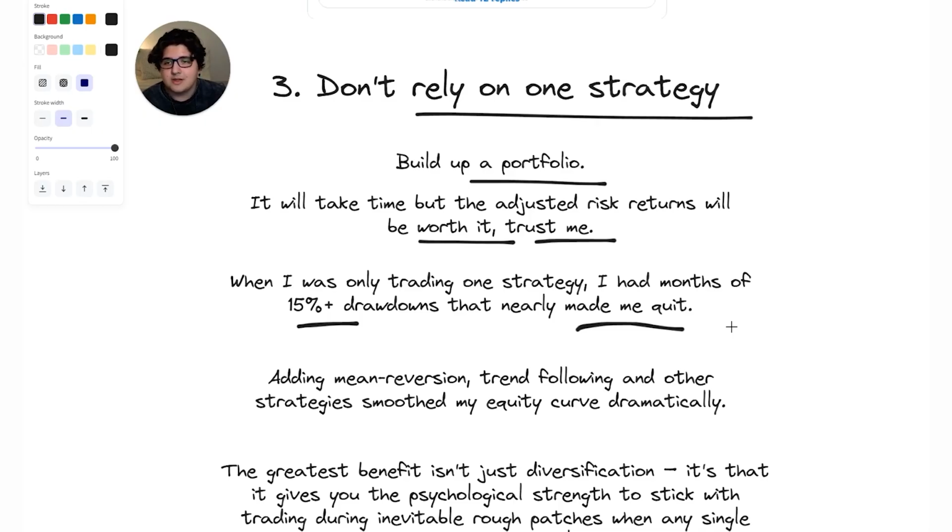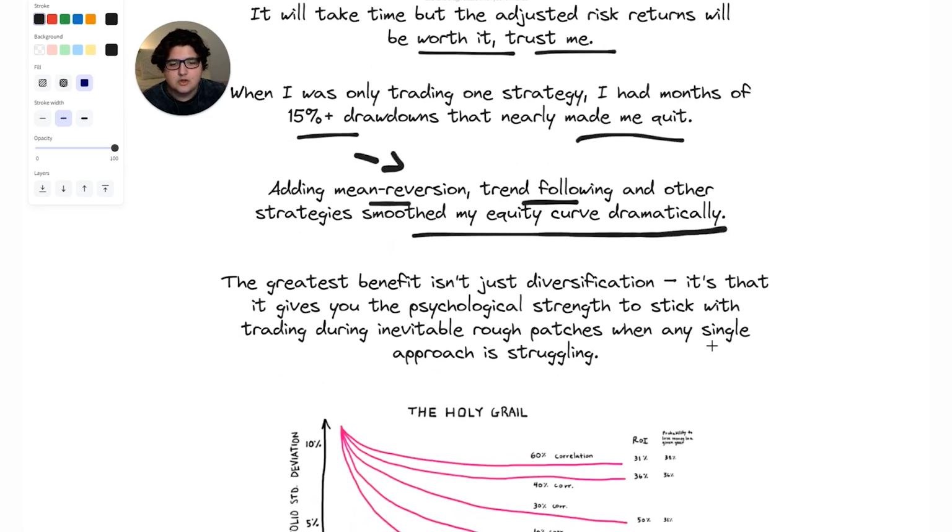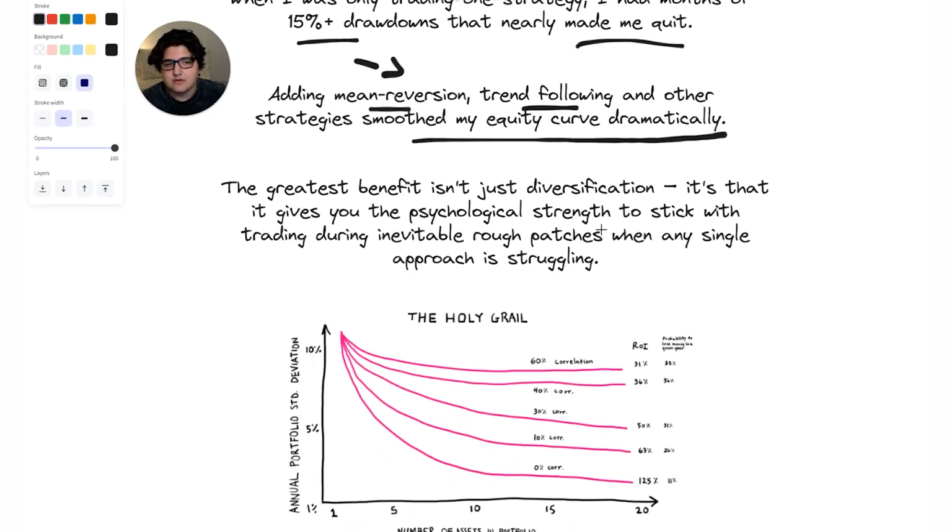And it's also difficult on your bank account. If you're trading full time, that's a very difficult thing to handle. So what we can do here to try and limit that is we can add counterparty strategies or uncorrelated approaches. So this could be mean reversion, this could be trend following if you're running mean reversion already, or it could be other strategies that will help smooth your equity curve dramatically. The greatest benefit isn't just obviously the diversification, it's what gives you the psychological strength to stick with trading during inevitable rough patches when any single approach is struggling.